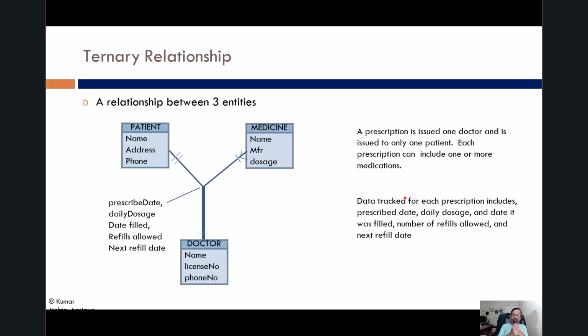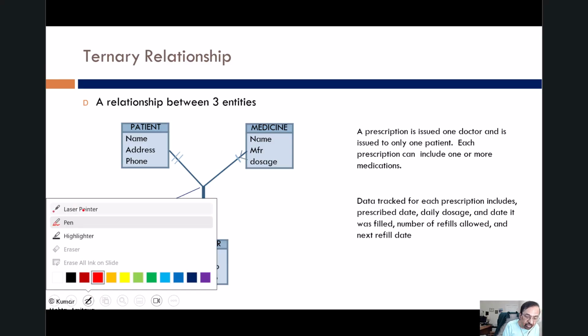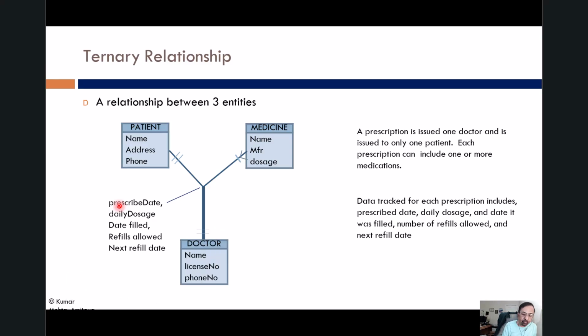Here's another example of a different type of relationship. We talked about unary relationship, binary relationship, and here is a ternary relationship. It's a relationship that connects 3 entities. If you think of a prescription, what are the attributes of a prescription? The prescription date, the dosage, the date field, number of refills allowed, the next refill date, and so forth.